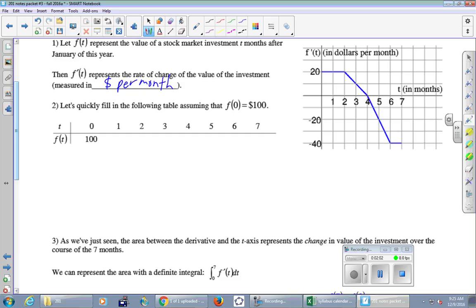Okay, looking at the picture, we can see here that in this first month, what can you say about the value of our investment? It's increasing by $20 per month constantly, right? The entire time it was increasing by $20 per month. So for the entirety of that month, how much did our value increase? $20. And so what is the value of our investment at the end of that month? $120. Piece of cake.